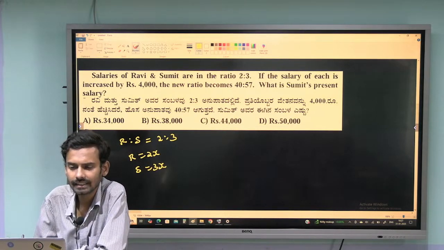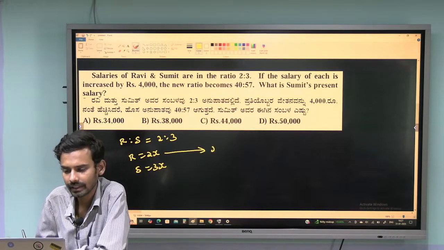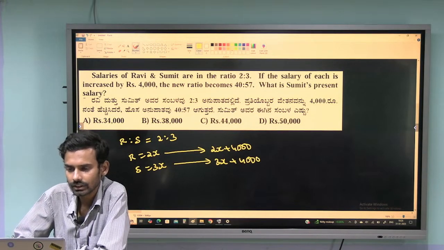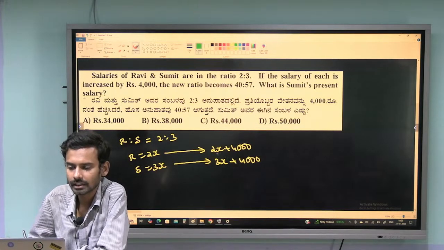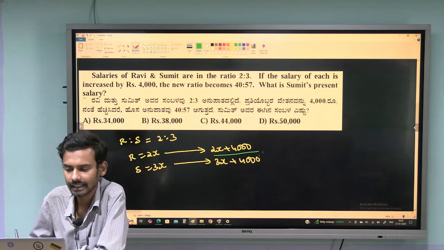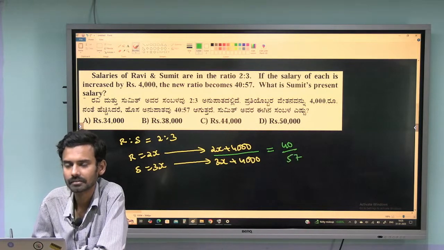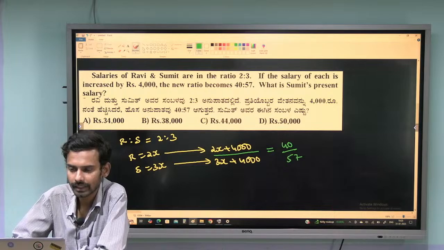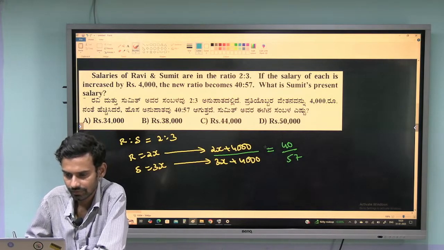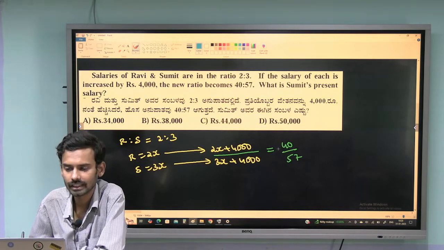Now both the salaries are increased by 4,000 and 4,000. So Ravi's new salary will be 2x plus 4,000 and Sumit's new salary will be 3x plus 4,000. This ratio is given to me now. So 2x plus 4,000 divided by 3x plus 4,000 should be equal to 40/57. Now cross multiply and find the value of x, similar to what we did in the previous question.